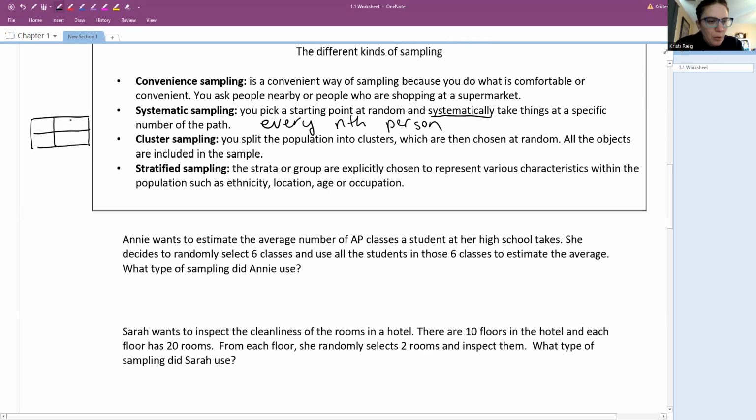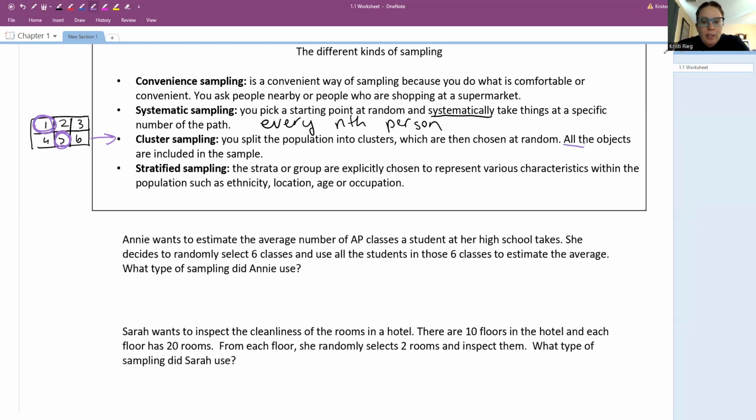Here's a map of the school, and here's the classrooms. Classroom 1, 2, 3, 4, 5, and 6. So people are in class right now. To do cluster sampling, you would take everybody in room 1 and everybody in room 5, and that would be the cluster sampling. So they're split into groups just however, and then the group is chosen by random, and you do all the objects in the group.